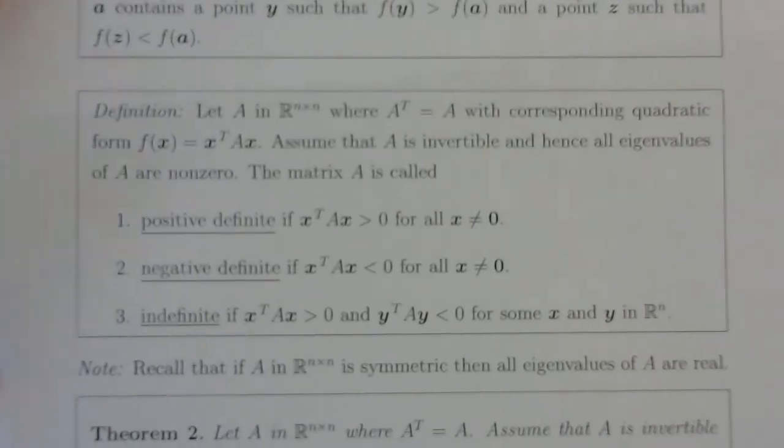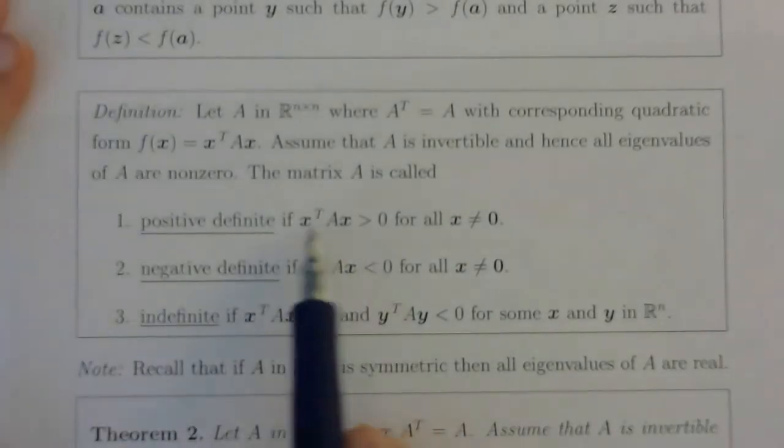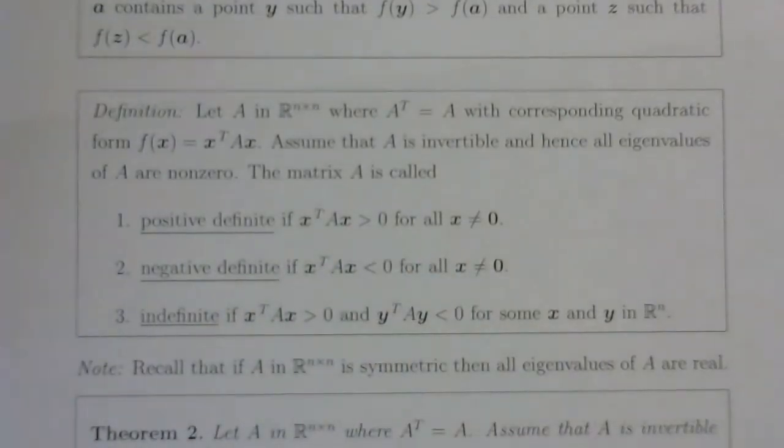So if we have this, then we have these different ways that we can classify A. We call A positive definite if x transpose A x is greater than 0 for all x that are non-zero. It's negative definite if that quantity x transpose A x is negative for all of the x's that are not 0. And it is indefinite if we have some x's that are greater than 0 and some x's that are less than 0.